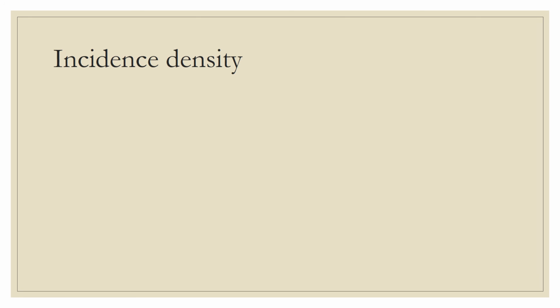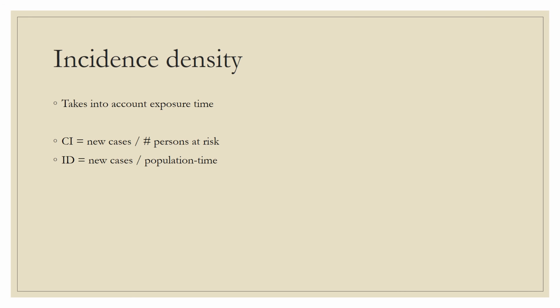Next is incidence density. This is another measure of incidence, but it's slightly different. It takes into account the time that someone was exposed to a risk factor. So remember that cumulative incidence is the number of new cases divided by the number at risk. Incidence density is different because it's the new cases divided by what we call the population time. It's the amount of time that individuals in the population are exposed to risk.